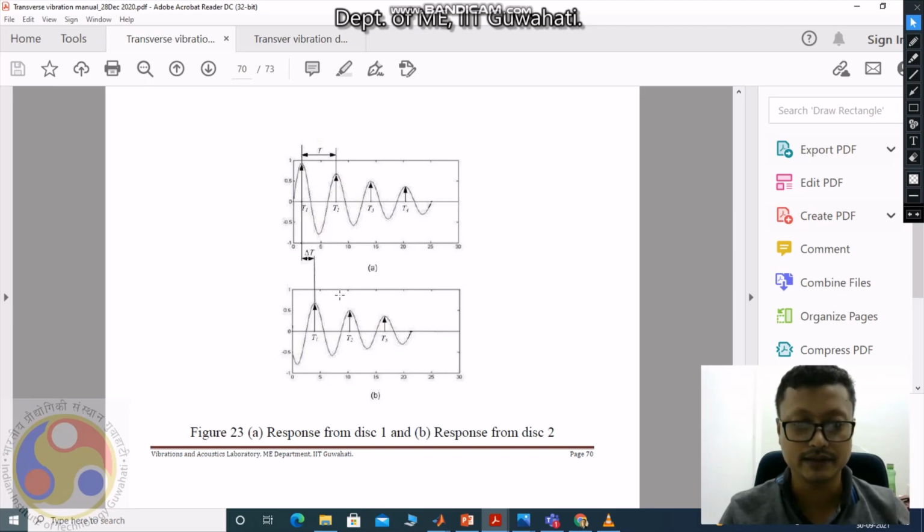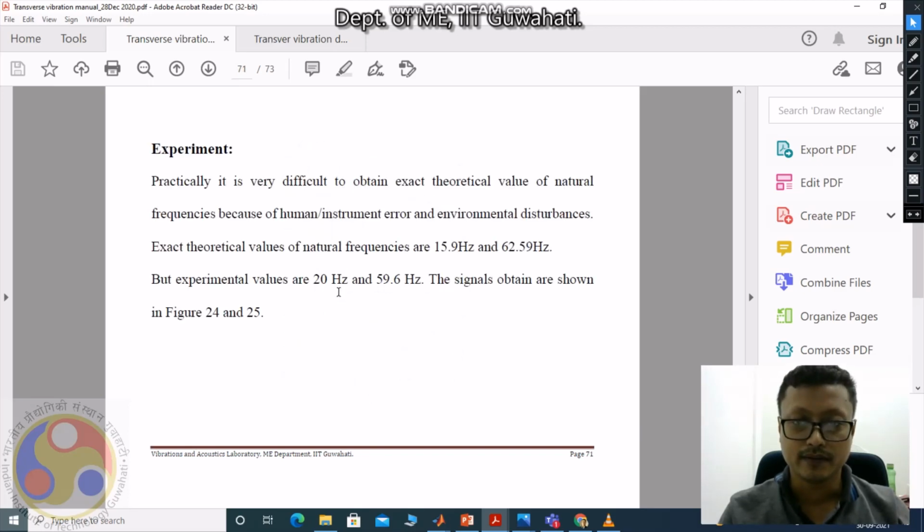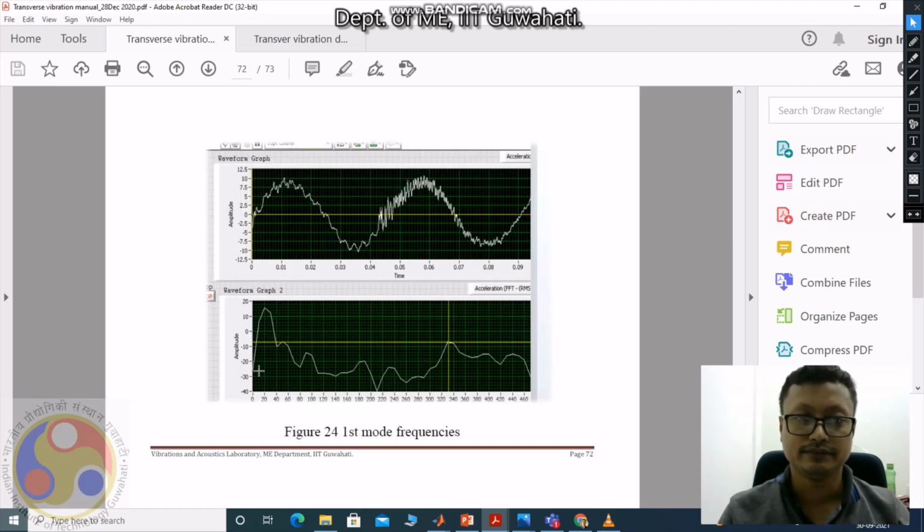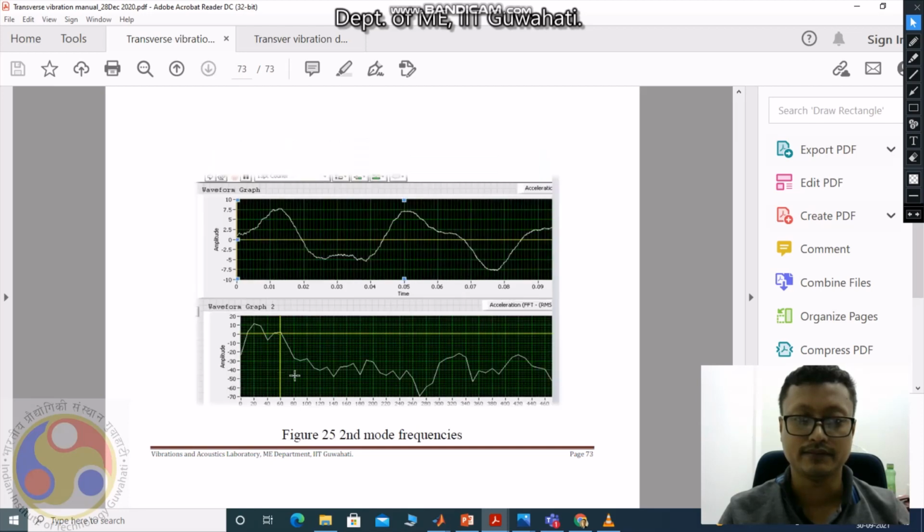You need to read it thoroughly. You may not get the exact theoretical value in the practical environment, and this is written here. The experimental values are 20 and 59, but in our experiment, as I already showed in the video, it is 16 and 54 hertz. In the figure it is 20 and 25, as shown here. This is the graph: first mode, and this is the second mode.